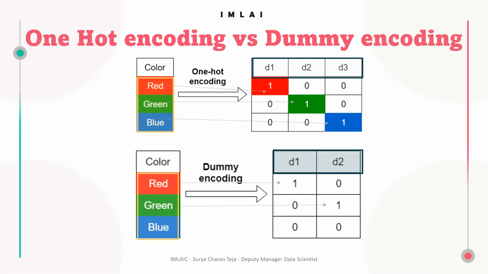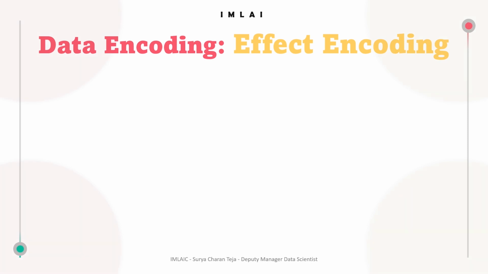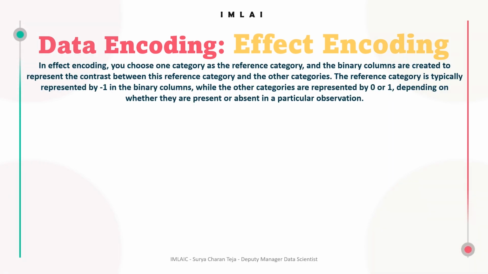So next encoding which is in pipeline for us is effect encoding. This encoding technique is also known as deviation encoding or sum encoding. So effect encoding is almost similar to dummy encoding with a little difference.